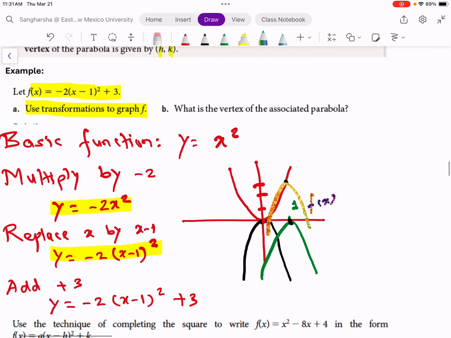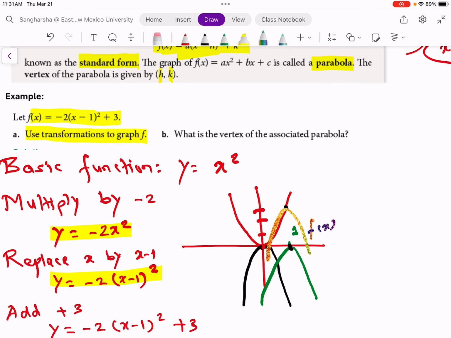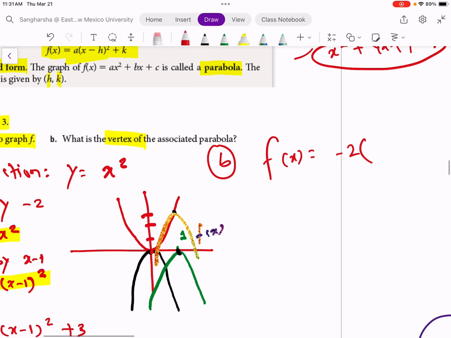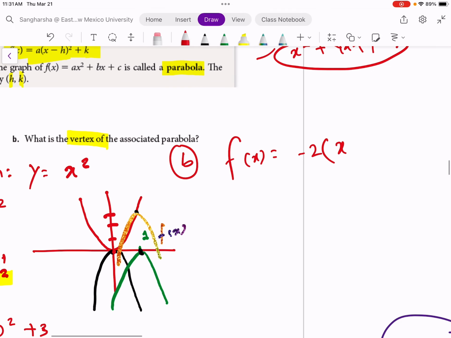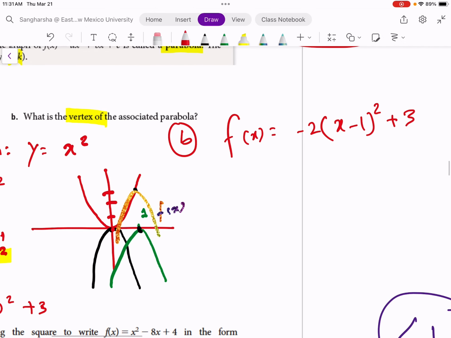Okay, now the next here in number B, we are asked to write what is the vertex. It means we are asked to write the coordinate of a point associated with this parabola. Okay, let me write down my function one more time. So our function, this is for number B, our function f of x is negative 2 times x minus 1 square plus 3. Now from the graph, I think you can guess what is the coordinate for this vertex.